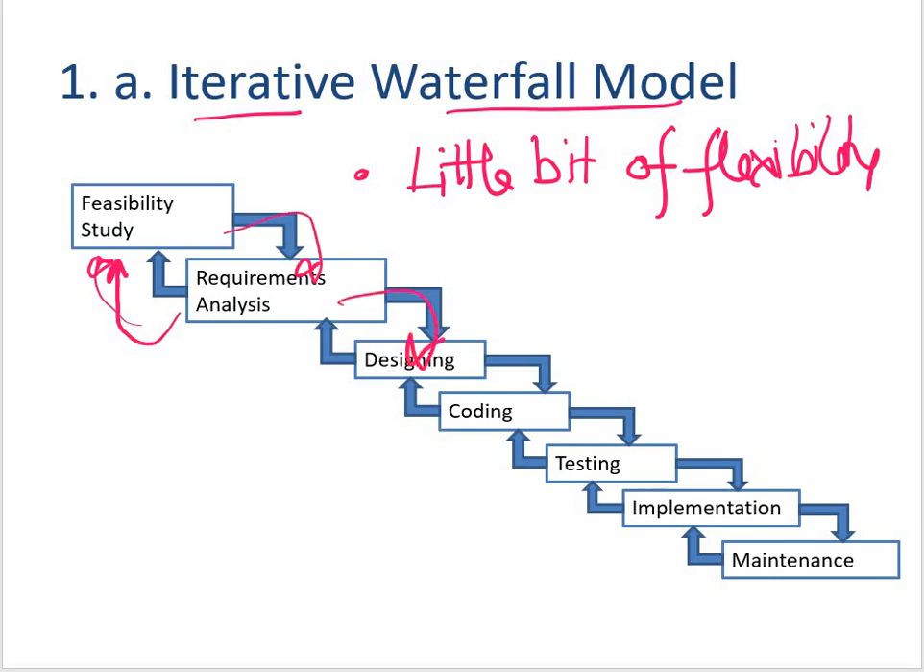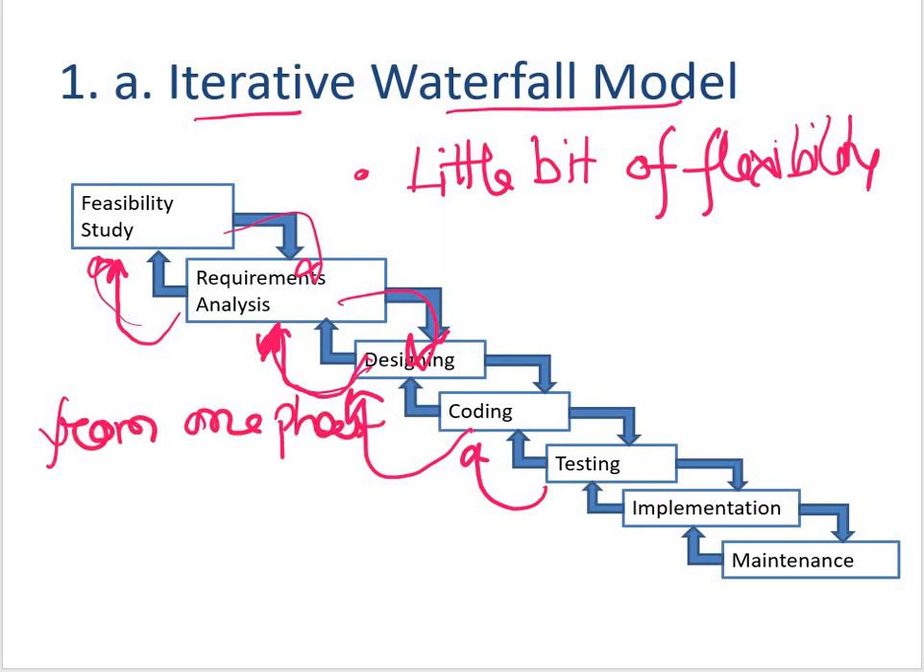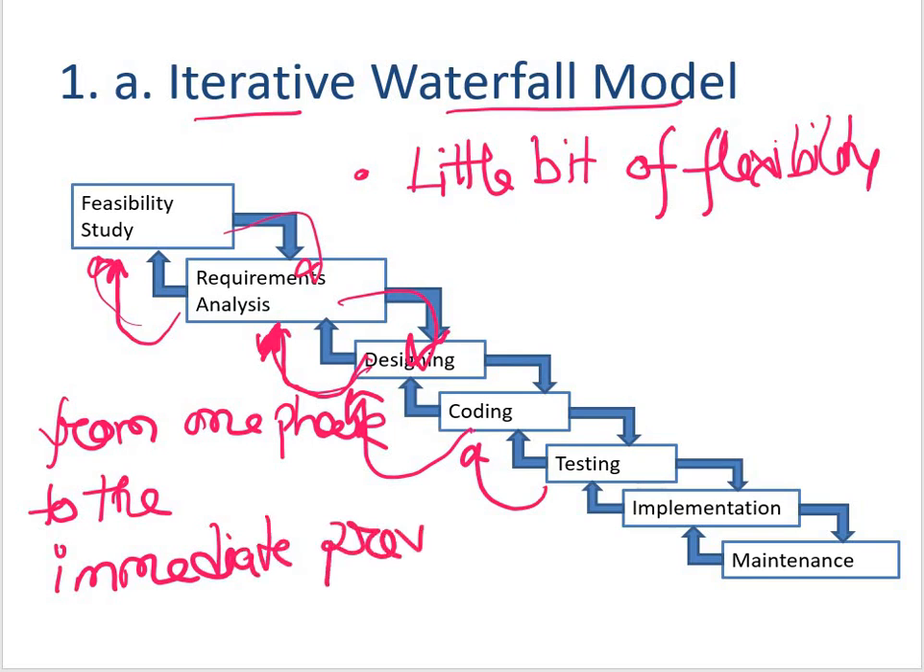From requirements analysis, I moved to design. I've identified some issues between the requirements and the design documents. Let's move to the previous one. Similarly, from coding, I can move back to design. From design, I can move back to requirements. So movement from one phase to the immediate previous phase is allowed.